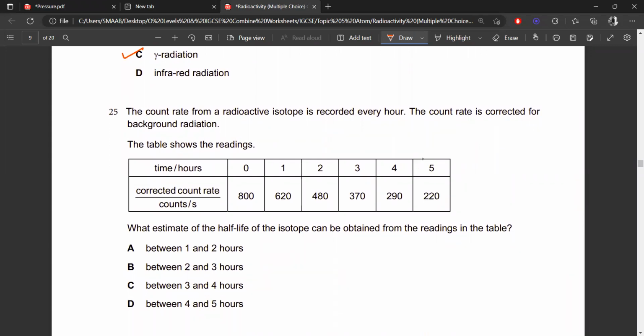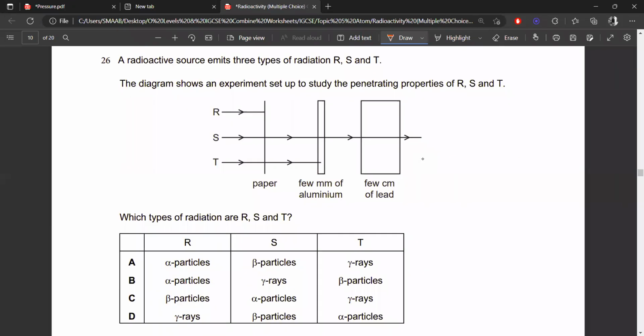Okay, 25 is also simple. We have to find out the half-life. The half-life from 800 to 400, right? Yes, it's B, between 2 and 3 hours. 26 is repeated, right? Yes.